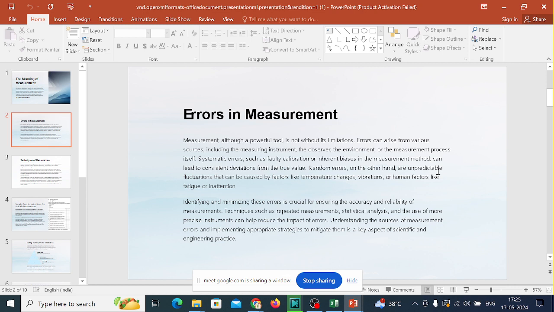Yes. Now, what are the errors in measurement? During the measurement, what are the specific errors that occur while measuring?